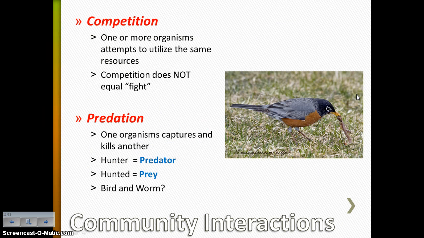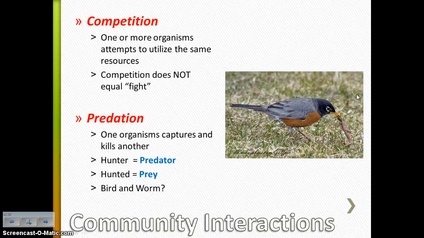Here's a couple of other vocab terms for you that you're already probably familiar with. Competition. Competition does not mean fight. I do not want to hear you say fight when we talk about competition. Competition simply means one or more organisms trying to use the same resource. So competition can take place between plants. Plants in the tropical rainforest compete for sunlight.